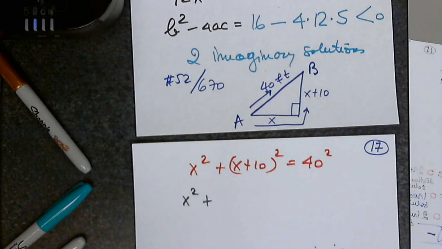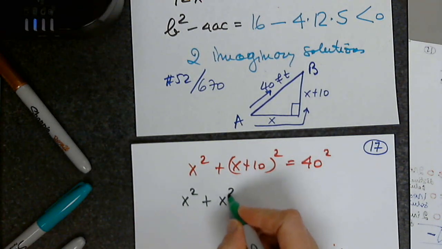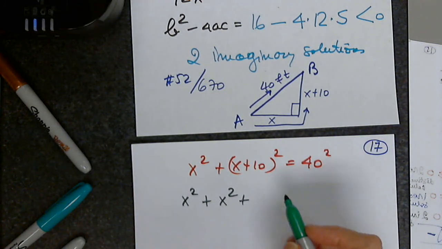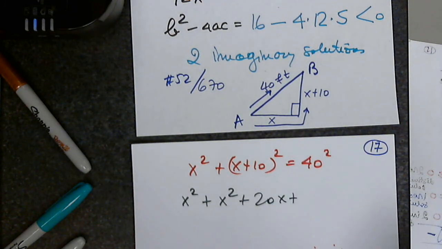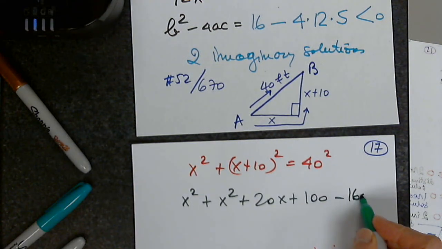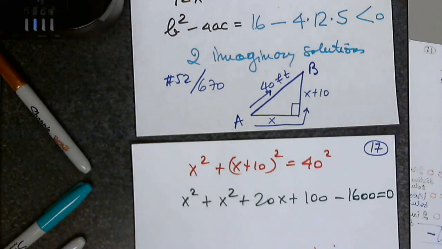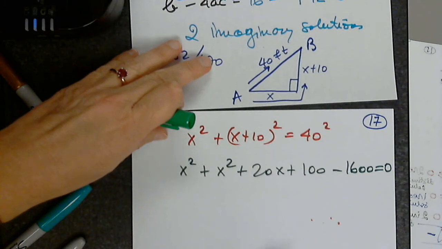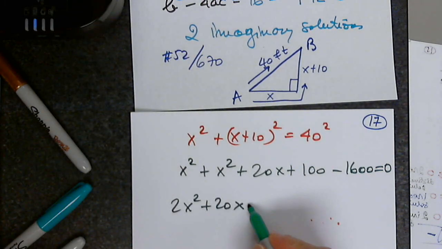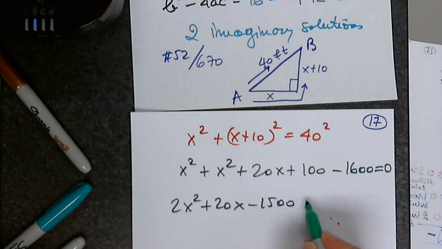Exactly. First term squared, plus 2 times the first times the second, and plus, right, when I square 4, I get 16. So 40 squared is 1600. Minus 1600 equals 0. Good. Now I have to combine like terms, and I get 2x squared plus 20x, and then minus 1500 equals 0.